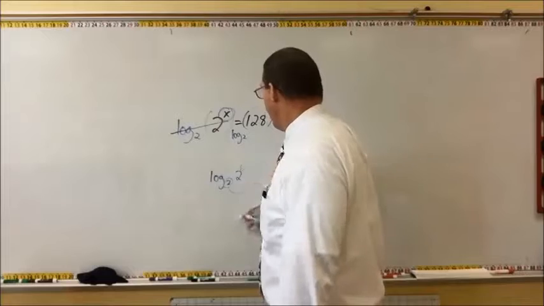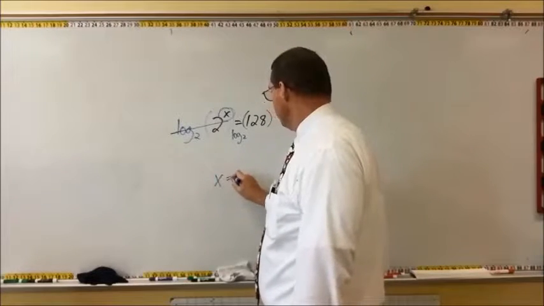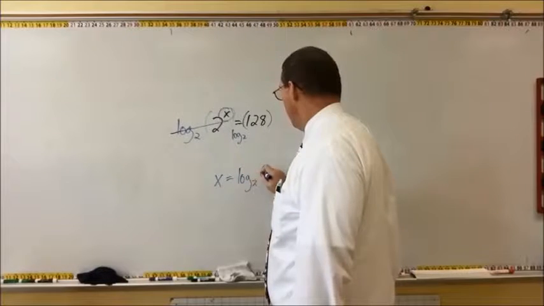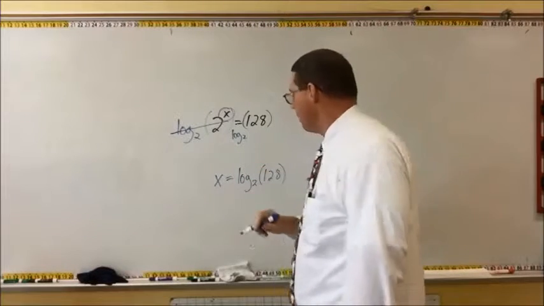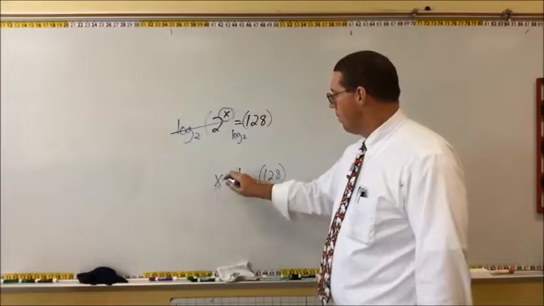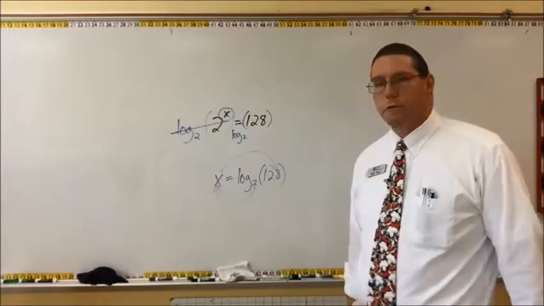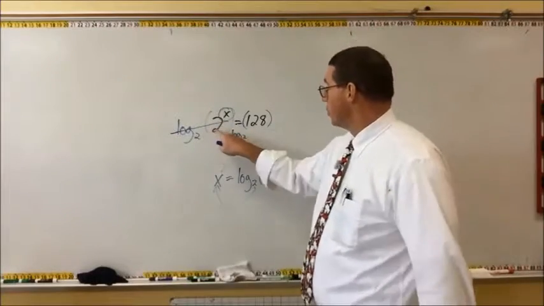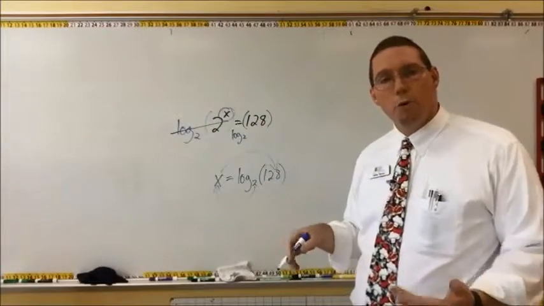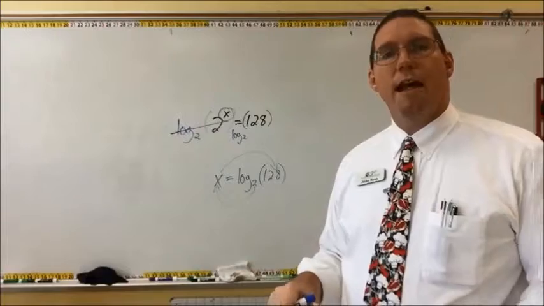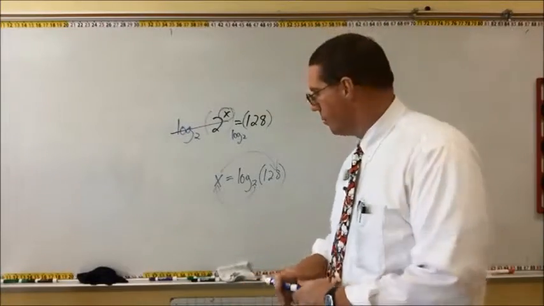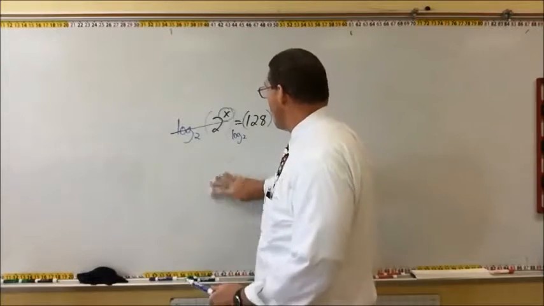So log base 2 of 2 cancels the 2, leaving the x all by itself. And now we'll bring down the x, and we'll say x is equal to log base 2 of 128. And what this is basically saying is 2 to the x power is equal to 128, which is what we had written the first time. 2 to some power is equal to 128. What I'm trying to show you here, very simply, is that logarithms cancel exponential bases. But you have to do a logarithm of the same base.